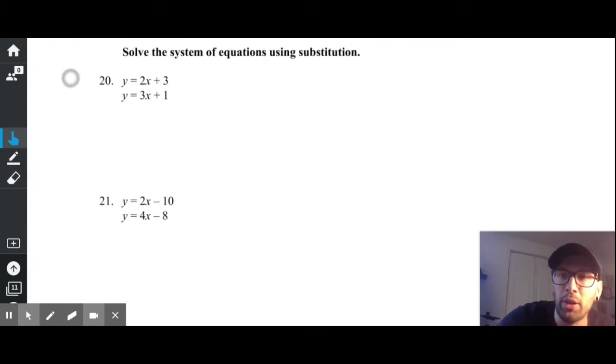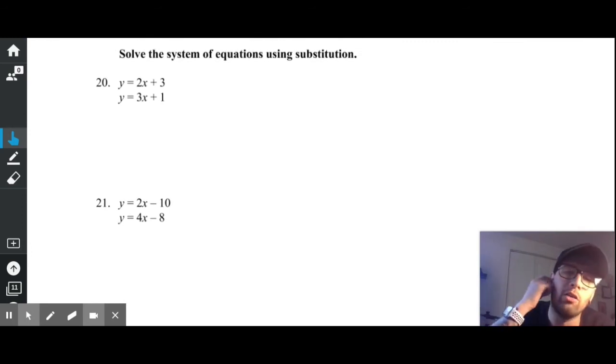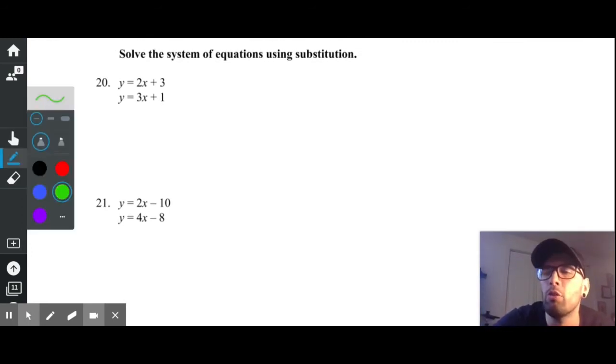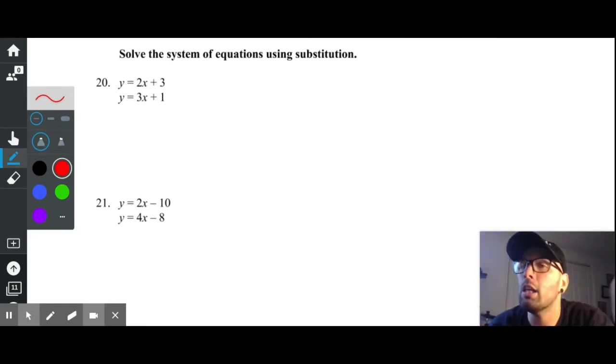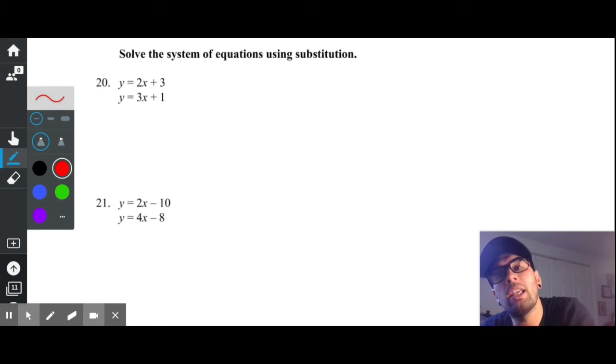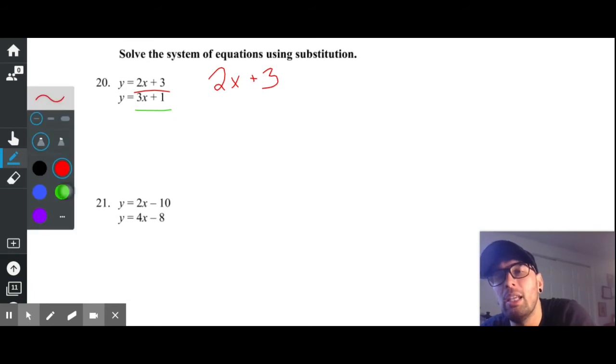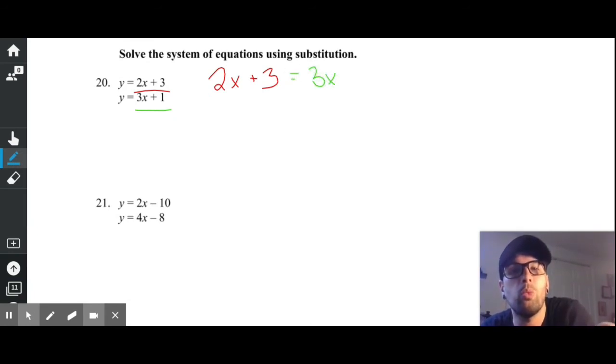Now it's not going to be friendly. Problem 20, and same with 21, is asking me to solve the system of equations using substitution. Well, step one in substitution is make sure one of your equations is solved all by itself. Fortunately for 20, y equals 2x plus 3, and y also equals 3x plus 1. So both equations are solved for y. If y is red, and if y is green, then red is also the same as green. So 2x plus 3 is going to equal 3x plus 1.